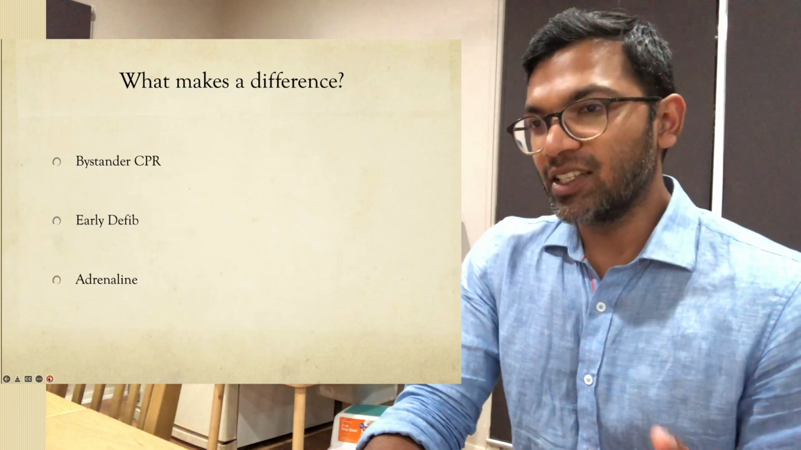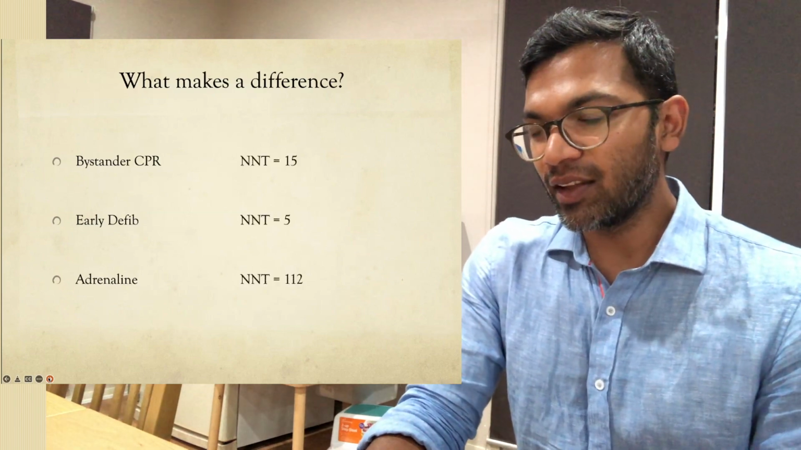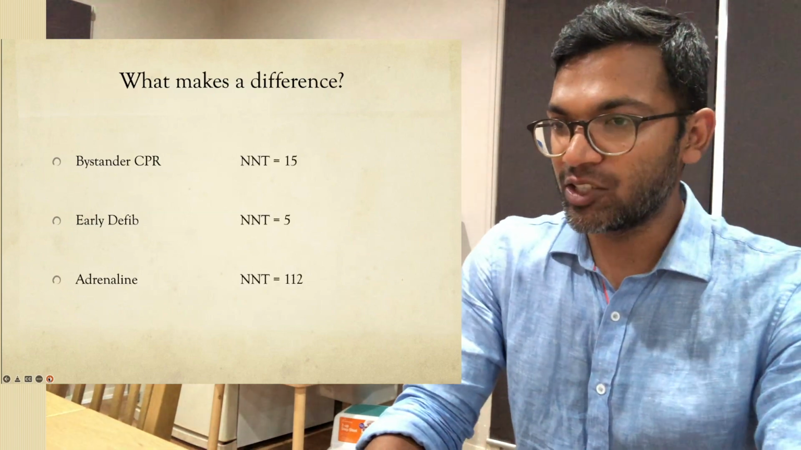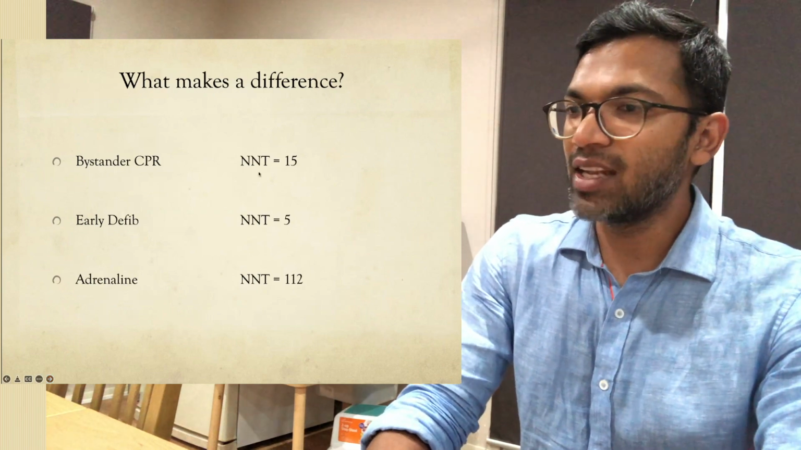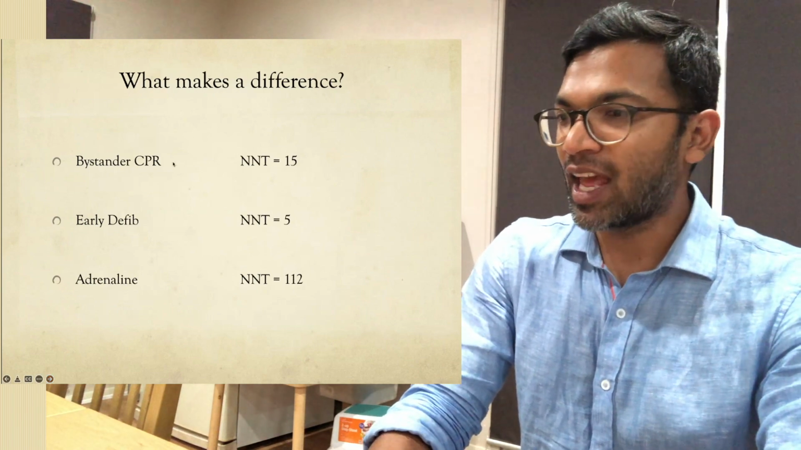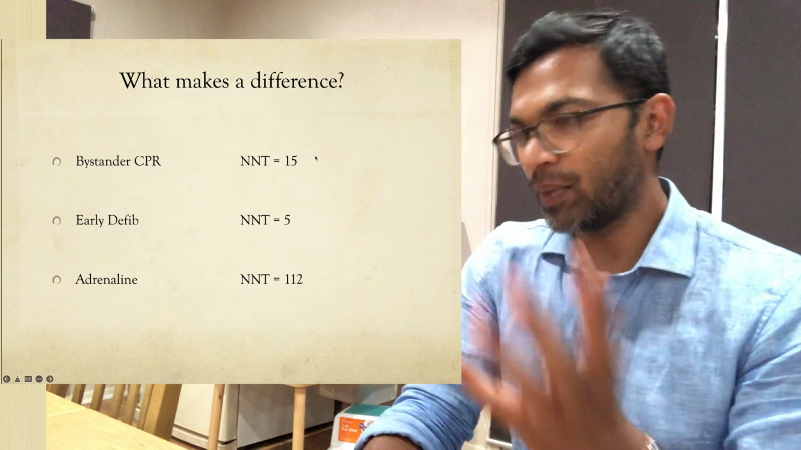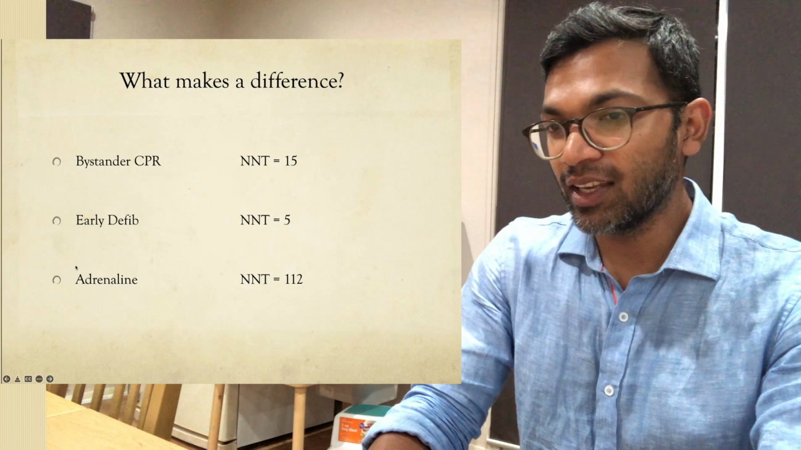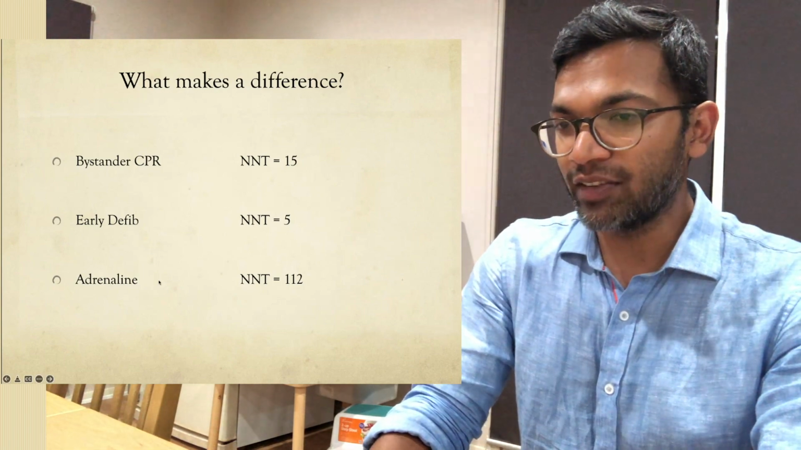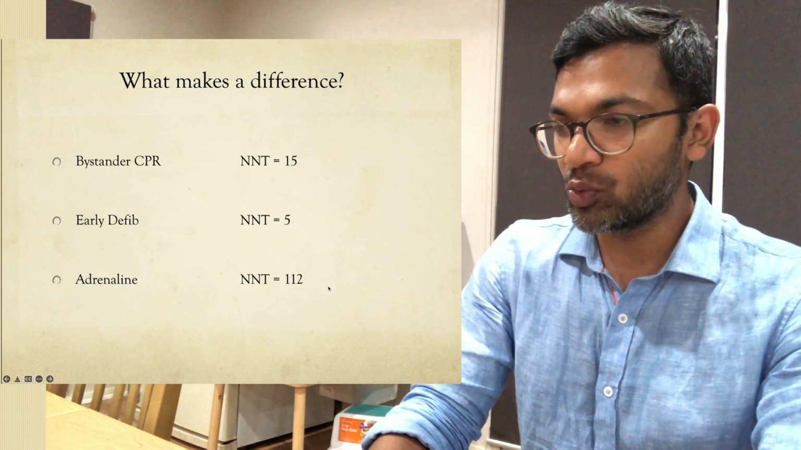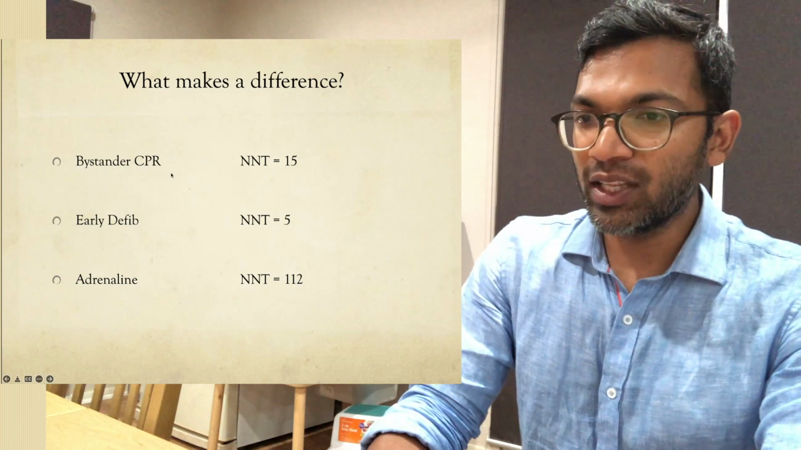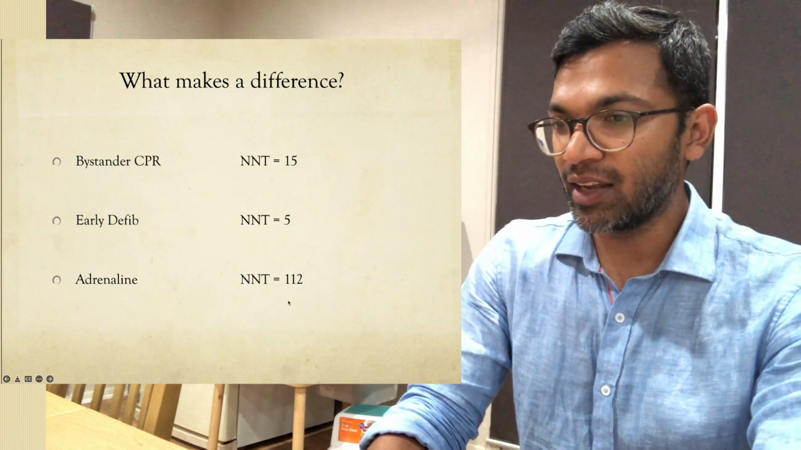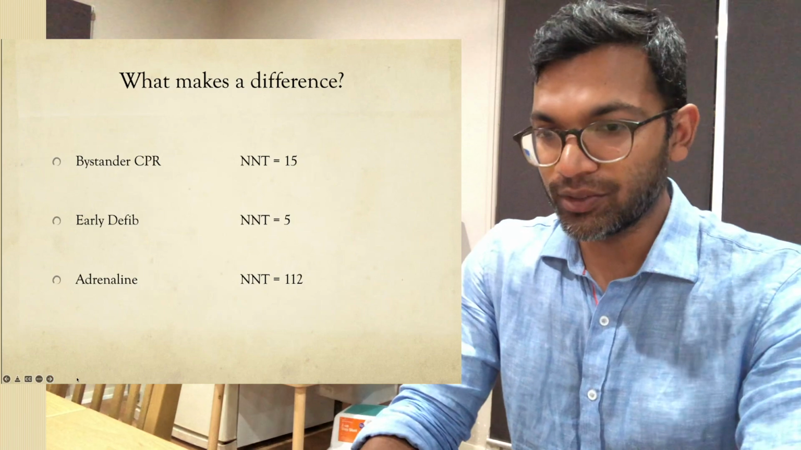So what actually does make a difference? Now, I hope you guys have all heard of number needed to treat, which is the number of people that can have an intervention for one benefit or survival. So bystander CPR, number needed to treat 15. Early defib, number needed to treat 5. Adrenaline, the number needed to treat is 112. So it's really, really important that these evidence-based things are done, and we don't think of adrenaline as the be-all and end-all.